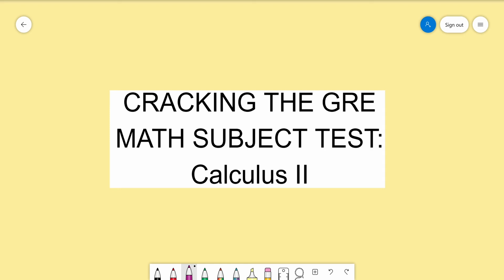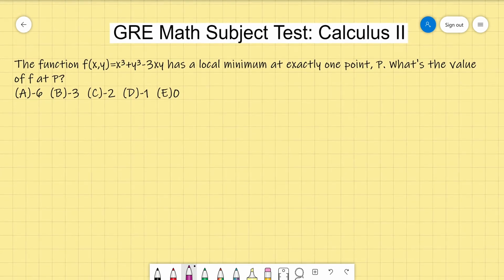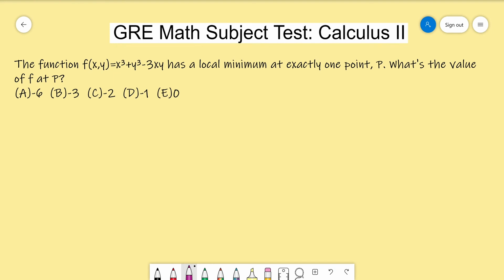This is Calculus 2, and we are on question number 22. In this question, we're given a function, f of x y equals x cubed plus y cubed minus 3xy, and we're told that it has a local minimum at exactly one point P. And then we want to know what the value of f is at that point.